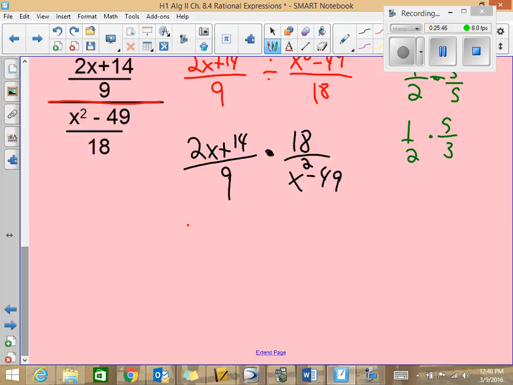So what can we do with 2x plus 14? It's 2 times the quantity x plus 7. Nothing with the 9, nothing with the 18. What about x squared minus 49? That's x plus 7, x minus 7. Nothing with the 9. We just don't have to do anything with it just now.